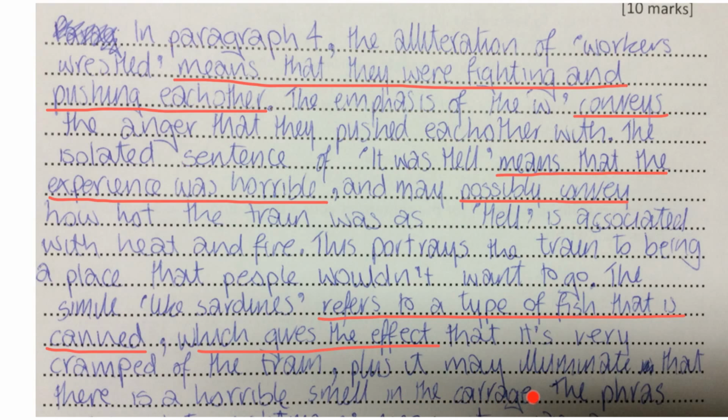Because she's such a good candidate, she's offering a second explanation, which she probably doesn't need to do. One explanation would do up to here, but because she's able to write so quickly, she'll get away with this. She'll still be able to give two explanations, but she doesn't need to. So if we go back up to here, she's done the same thing. Hell means that the experience was horrible. That is slightly short, so her second explanation helps here and conveys how hot the train was, and that explains how it was horrible. It was hot. So there you have it. That's how to get full marks.